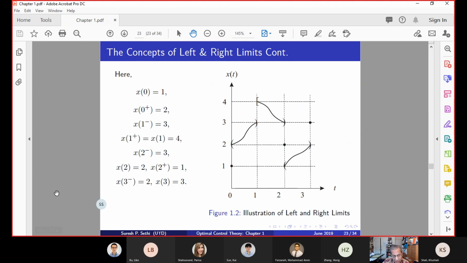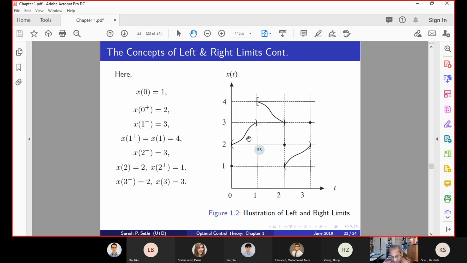So if you take that function, you can see the limits. X0 is certainly 1. X0 plus is the limit going this way, so it is 2. X1 minus, if you take the limit from this way, is 3. Even though the value of X1 is 4, the limit X1 minus is 3. X1 plus is going this way from right to left, so X1 plus is exactly equal to X1, which is equal to 4.